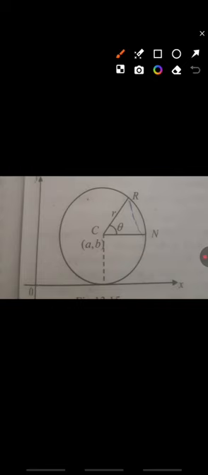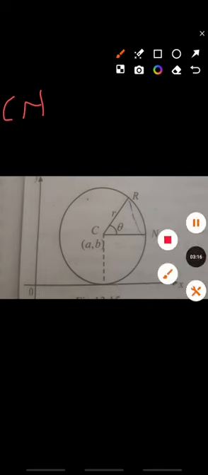Then how do we get the coordinates of R? To get the coordinates of R, first let's try to resolve R into its component vectors, because it is inclined. This is a vector because it has position. It is a position vector.